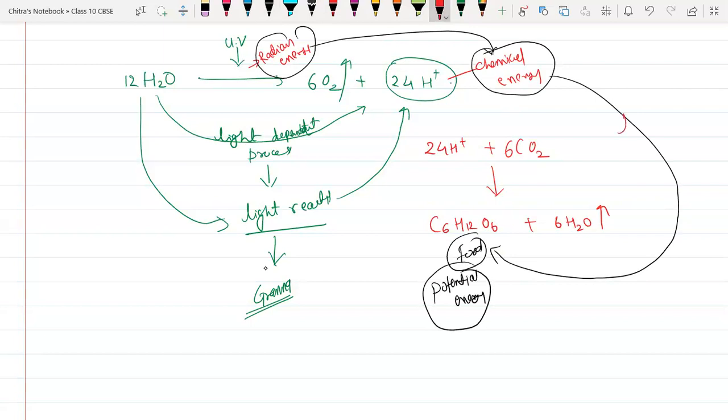So there is no need of light here. That's why that reaction is called dark reaction.